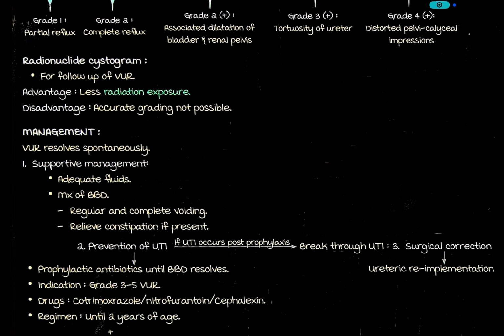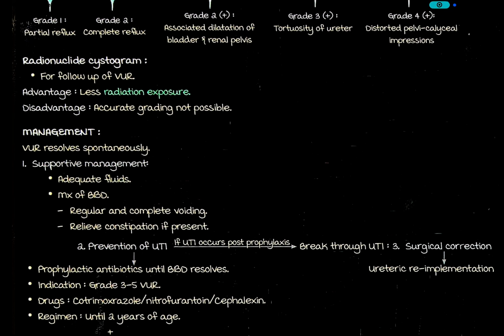You have to give supportive management like adequate fluids, and management of bowel bladder dysfunction by regular and complete voiding, and relieving constipation if present. If UTI occurs despite prophylaxis, it's called breakthrough UTI. Then you have to do surgical correction, ureteric reimplantation.